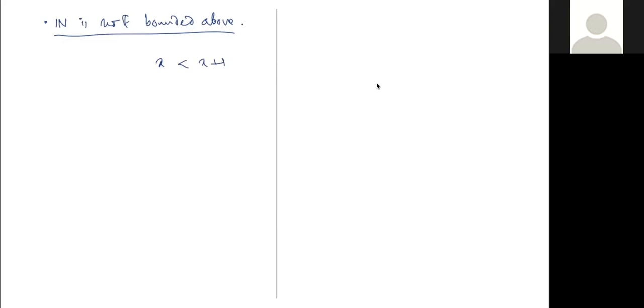So can't we use that? Suppose B is an upper bound. Then since N is inductive, S of B is also in N. No, but B need not be from N. Okay. Upper bound need not be from the set itself.